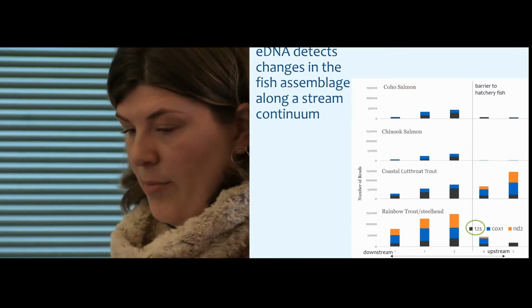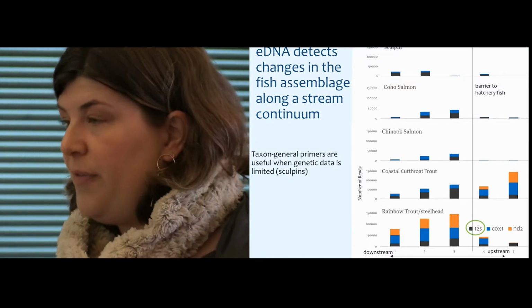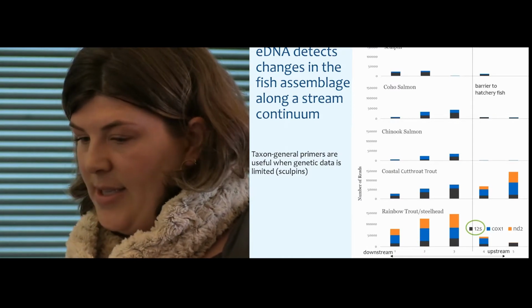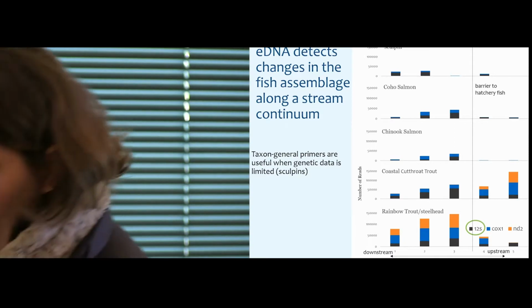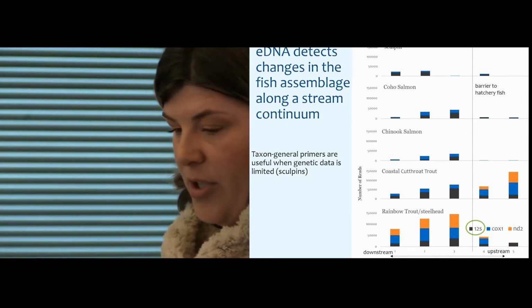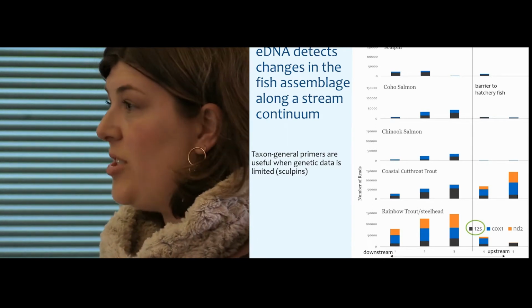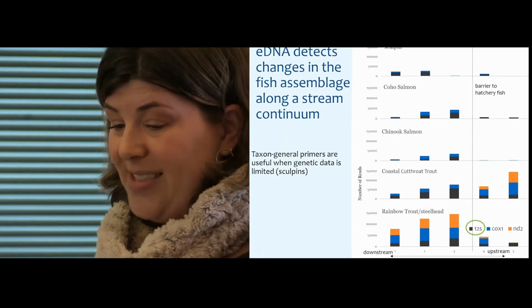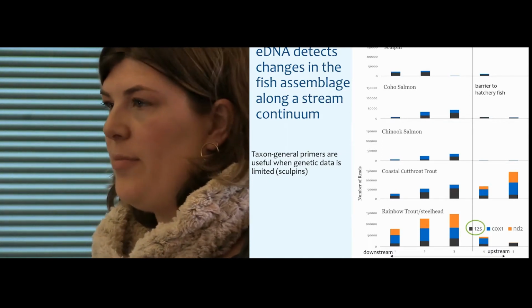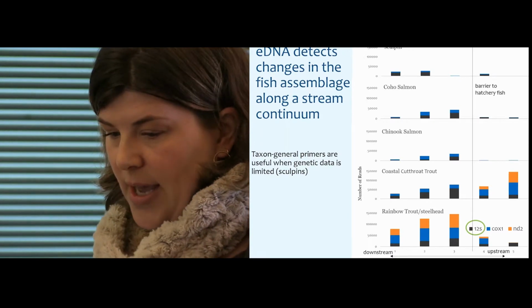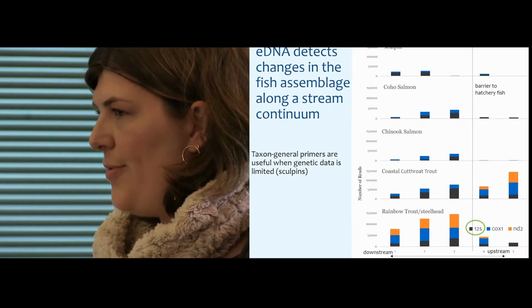Looking at results from our coho and our Chinook salmon, very few of those individuals are actually wild in this system and passed above, potentially shown here. Then the last group of fishes that we've looked at in the system are our sculpins. It's an example where the taxon-general primers were really useful, because there isn't as much genetic information available on our sculpins. When the data is limited, those taxon-general primers can be really useful.